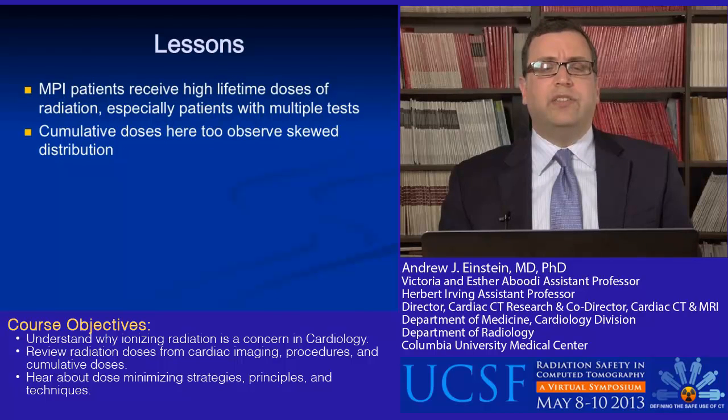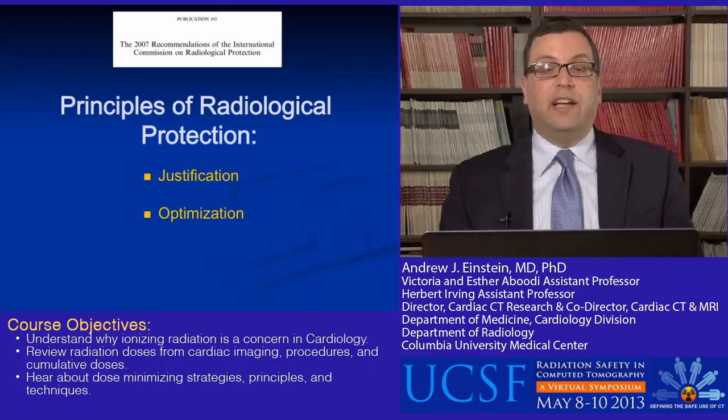Myocardial perfusion imaging patients receive high lifetime doses of radiation, and that's particularly the case for patients with multiple tests. And here, as in examples in my other lecture in this session on radiologic procedures, the doses observed here too have a skewed distribution. Now, how can we keep radiation dose to our patients minimized? It's by employing fundamental principles of radiological protection. These are spelled out in international guidelines, and these 2 principles are referred to as justification and optimization.